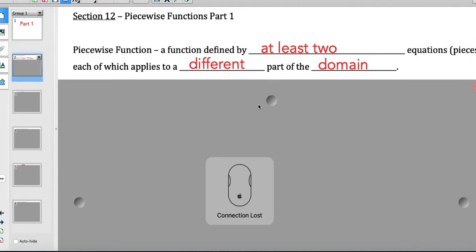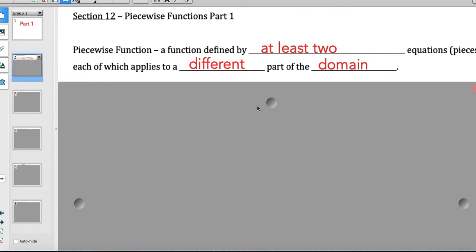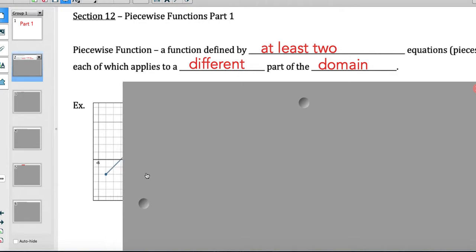First of all, what is the definition of a piecewise function? A piecewise function is defined by at least 2 equations or pieces, each of which applies to a different part of the domain. So here are a couple of examples.